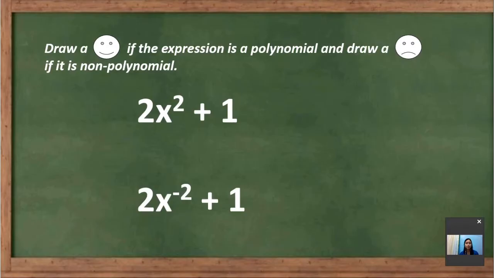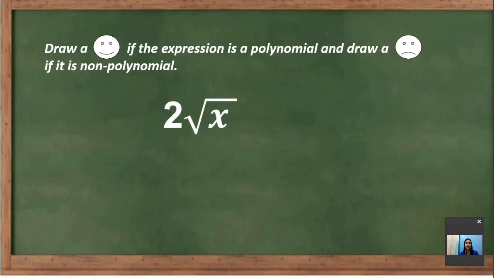So what's the difference between these two expressions? Obviously, the difference is the negative exponent in the second expression. So the question is, which one represents a polynomial and which one represents a non-polynomial? You're right. The first expression is a polynomial, while the second one is a non-polynomial, since there is a negative exponent in the second expression.